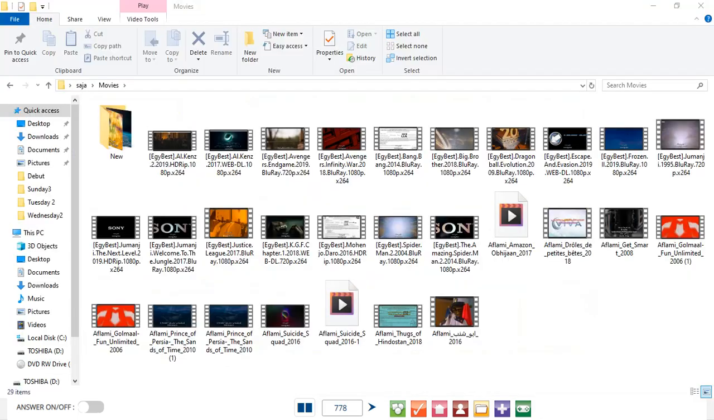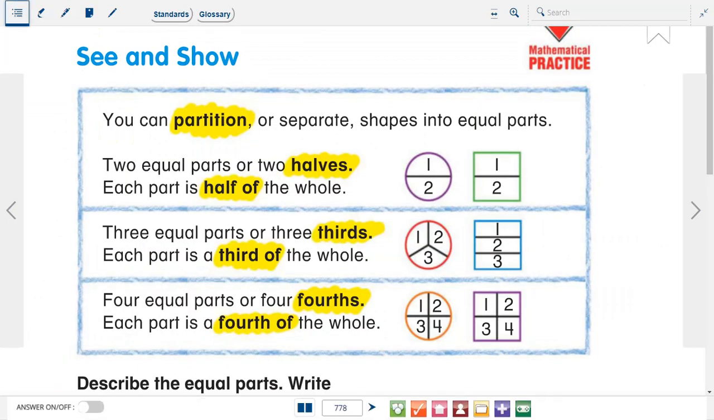So two equal parts. Okay? Two equal parts or two halves, each part is half of whole. So again, when we cut it to two equal parts, that means each part is a half, okay?